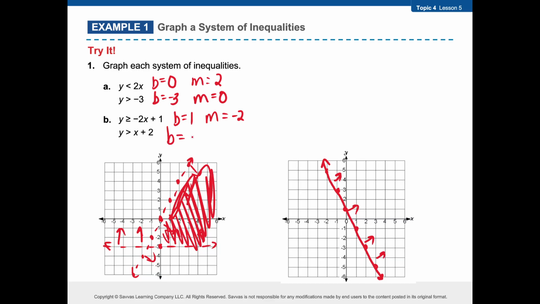The bottom one has a y-intercept of 2 and a slope of 1. This one has a dashed line because it's greater than, and things greater than y are above the line. So both colors come into contact right in this spot.